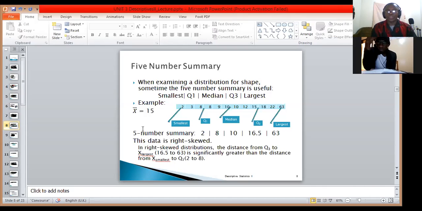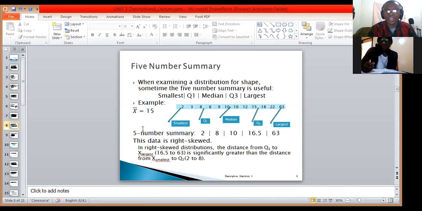So we have this data distribution, which we have earlier looked at: 2, 3, 8, 8, 9, up to 63. We want to identify our median. We identified our median between 10 and 10. That's where our median is.